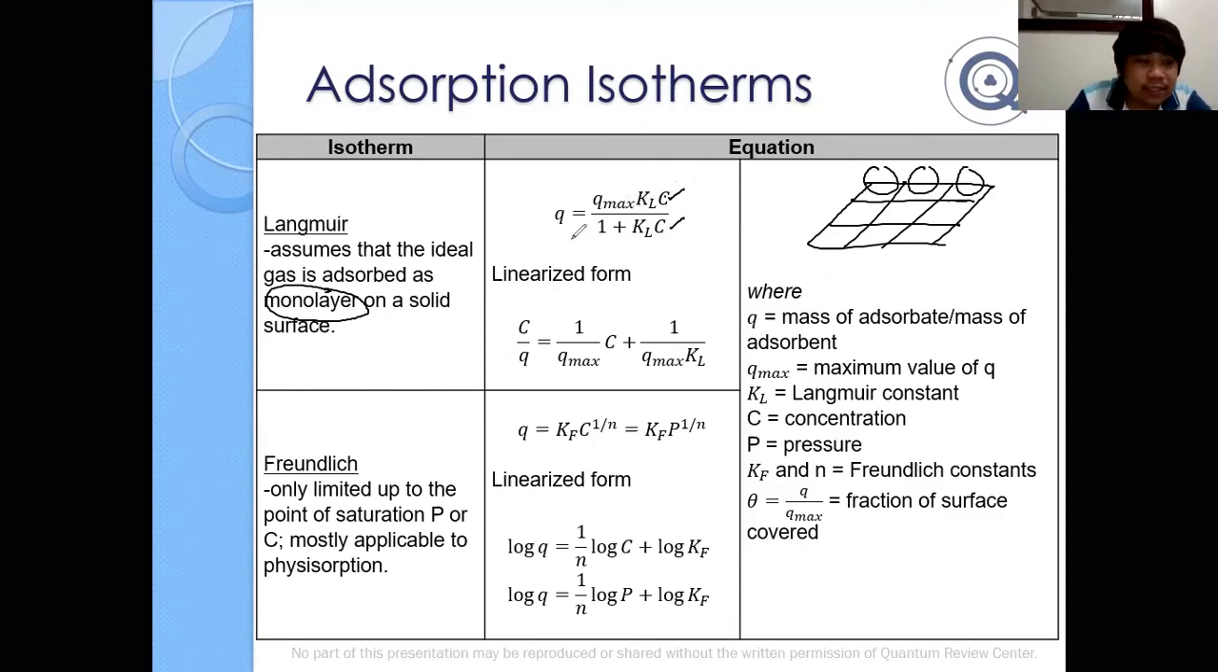Now, Q over Q max. Q means the mass of the adsorbate per mass of the adsorbent. Ang ibang term for this sa ibang books ay X over M. Baka lang magbasa kayo ng ibang books. Yung X, that's the mass of the adsorbate, and yung M, that's the mass of the adsorbent. Q max is the maximum value of Q.